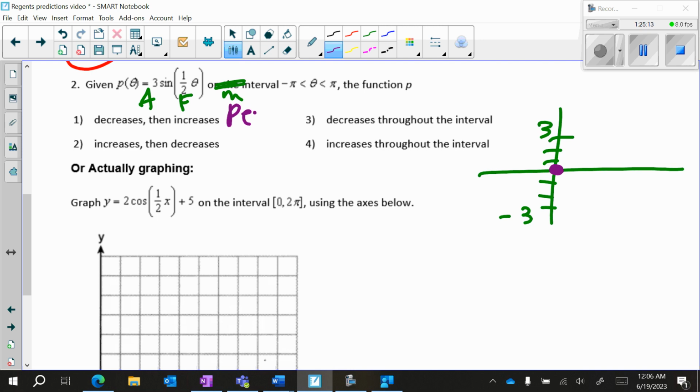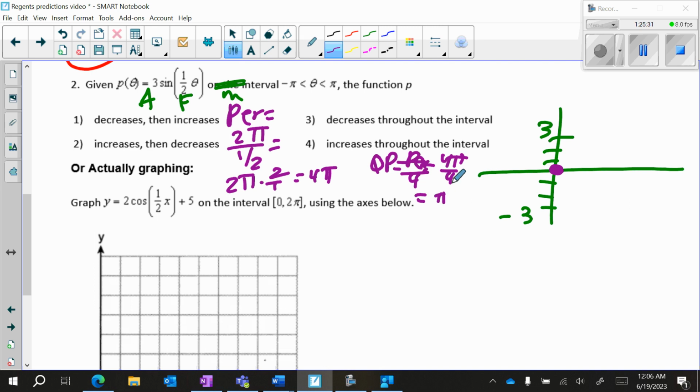And the period is 2 pi over the frequency, which is 1/2. 2 pi over 1/2 is equal to 2 pi times 2 over 1, so 4 pi. And the quarter points are period divided by 4. So if you did 4 pi over 4, you're going to get pi. So that means we're counting by pi's. So we're counting 1 pi, 2 pi, 3 pi, 4 pi. That would be one curve.